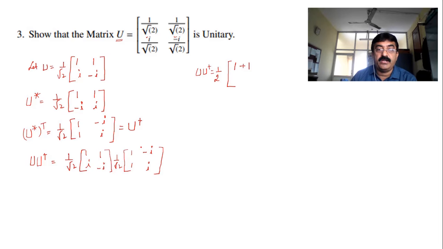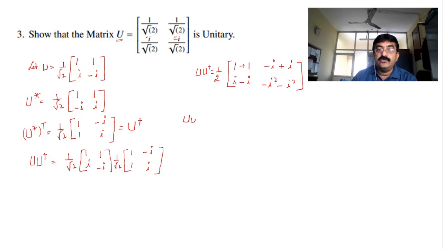Next, second element: 1 into minus i, it is minus i. Next, 1 into plus i, it is plus i. Second row, first column, that is i into 1, i. Next, minus i into 1, minus i. Next, second row, second column, minus i square. Next, minus i into i, again minus i square.